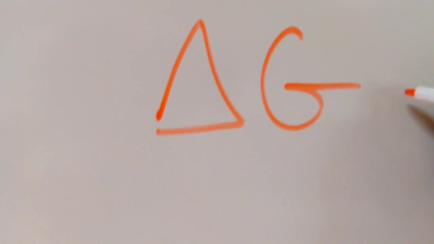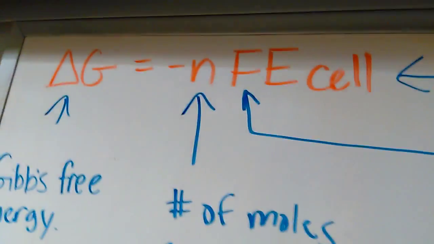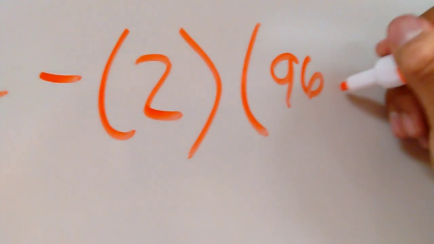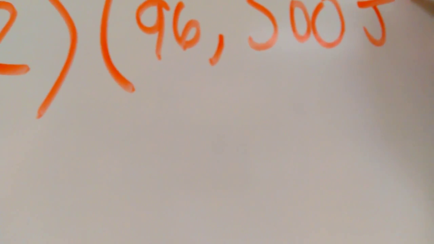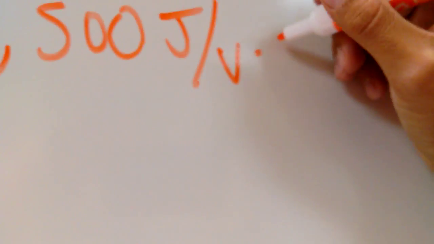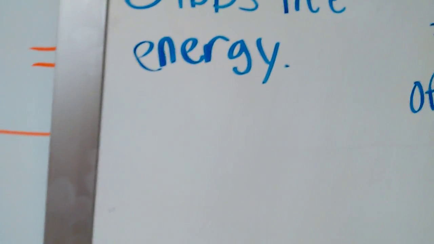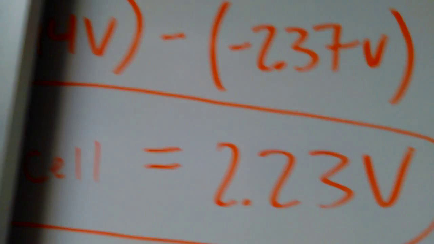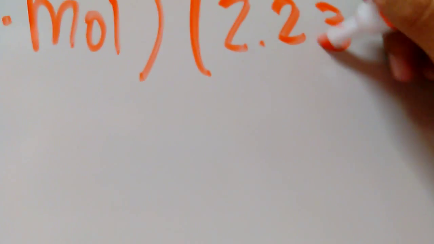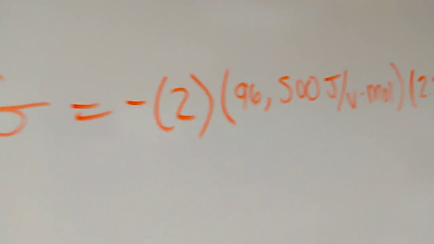So we're going to start off by plugging everything in. We're going to put our free energy, or Gibbs free energy, delta G, and then it's going to equal the number of moles, which is 2, times Faraday's constant, which is 96,500 joules per volt times moles. And then lastly, our E cell potential, which we found earlier here, which is 2.23 volts. Just plug that in here.